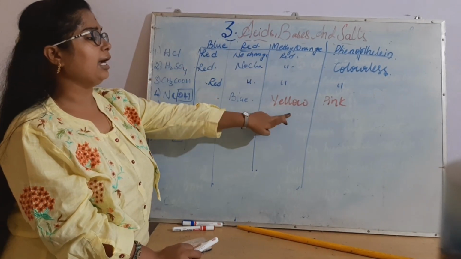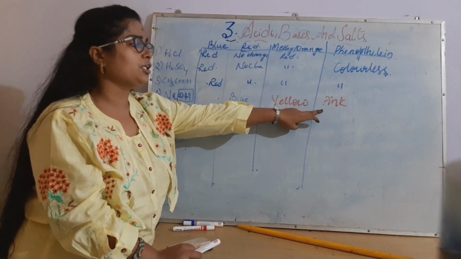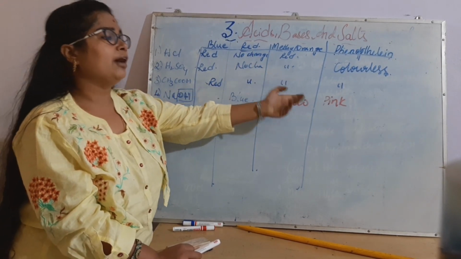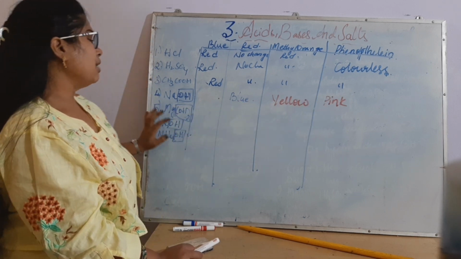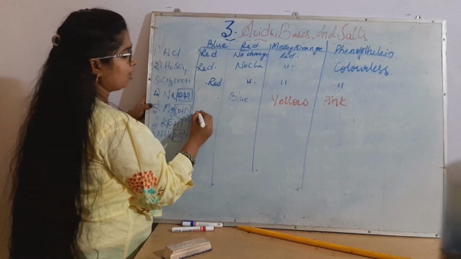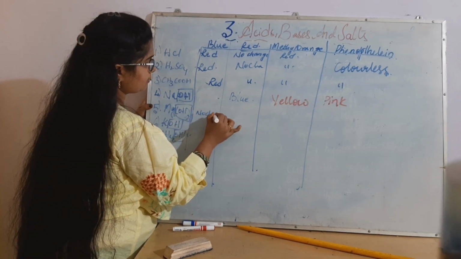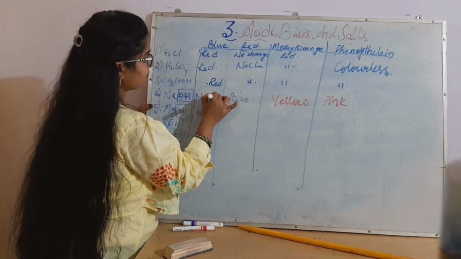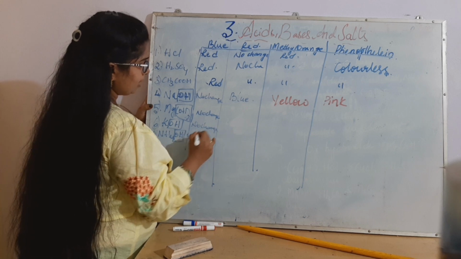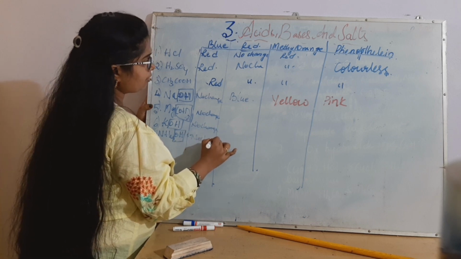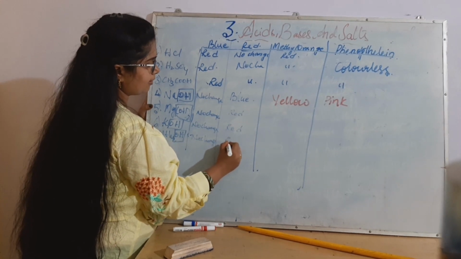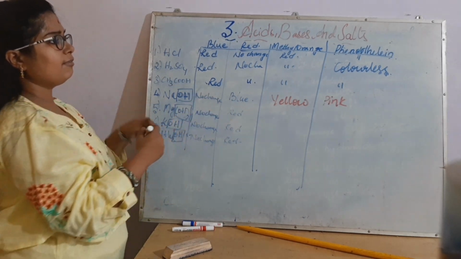Methyl orange, when you add it to a base, becomes yellow. Phenolphthalein solution is pink in a base; in acid it goes from pink to colorless. MgO2 is also an acid. It turns blue to red, and red shows no change, it remains the same. When you give orange, yellow.